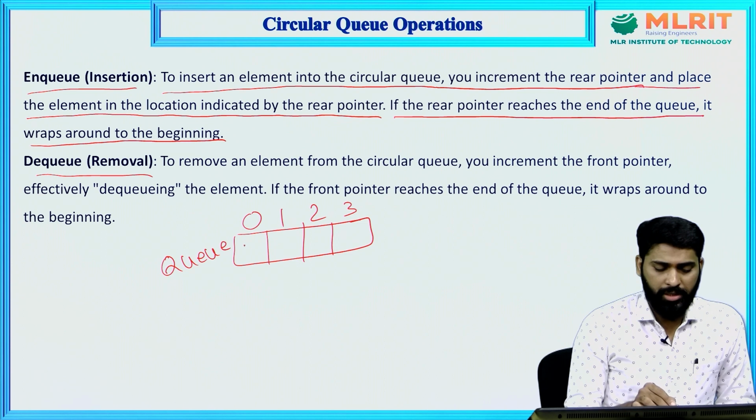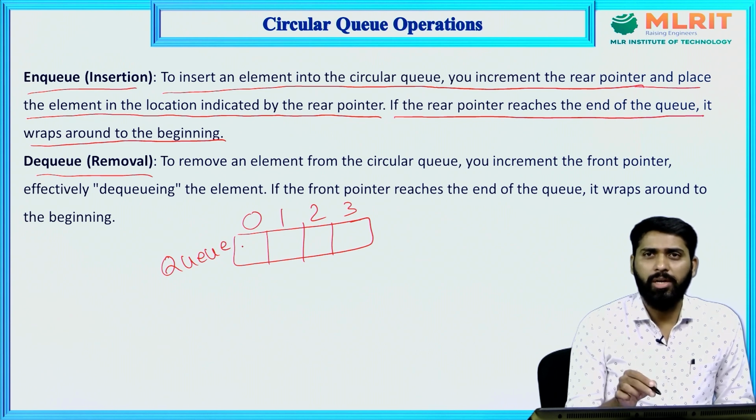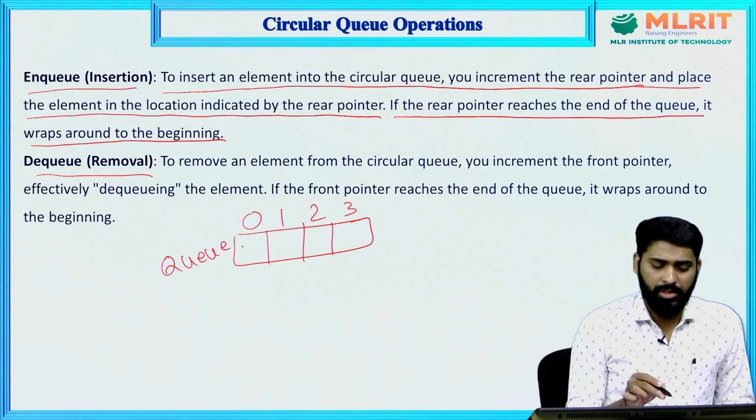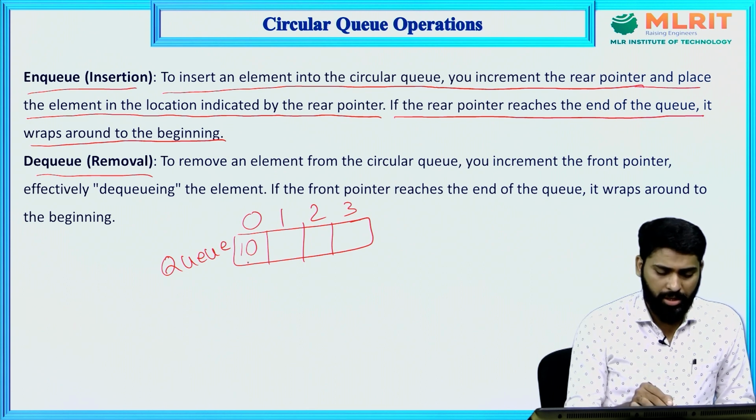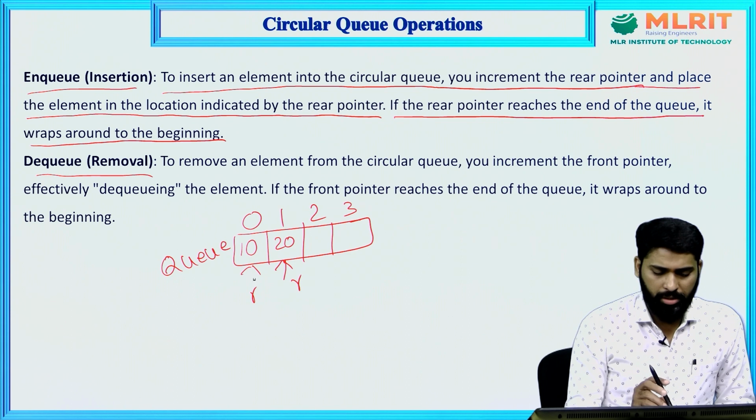Now I insert the data. Where am I going to insert? Even though it is a circular queue, first we are going to follow the properties of a normal queue. A circular queue is also a normal queue. So if I want to insert 10, I am going to insert here. Now this is the rear. Next, rear plus plus. So in this case, this is the rear.